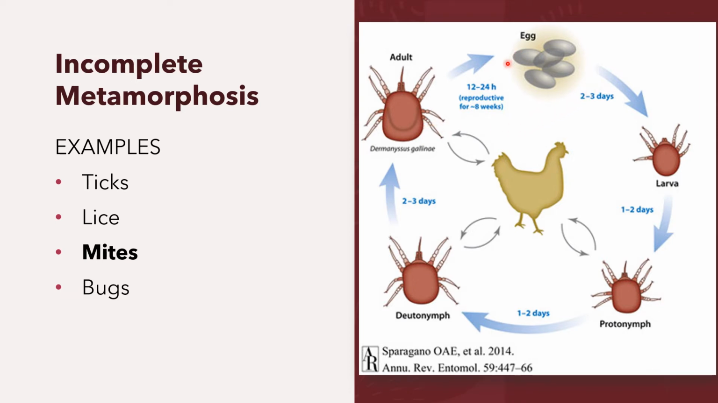So the egg of the mite will later develop into a larva. The larva is 6-legged. The larva will then molt into the protonymph, which is 8-legged. The protonymph will feed on the host and will molt to become the deutonymph. And the deutonymph will soon feed and molt to become the adult mite.